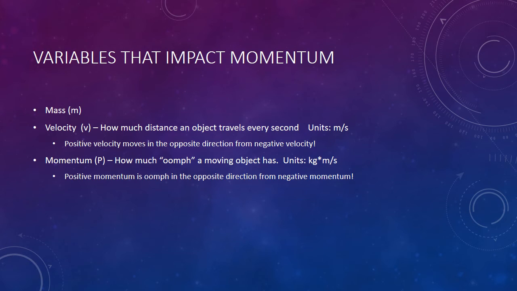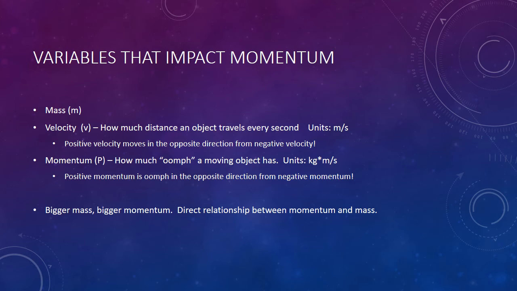Now, strangely, the variable that we use to represent momentum is a capital P, probably because we already used m for mass, so P is momentum. And the units of momentum are the kilogram meter per second. So kilograms and meters in the numerator divided by seconds in the denominator. And just like velocity, the direction of the momentum matters. If you have positive momentum, it means it's moving in a positive direction. It's going to whack you in the positive direction. If you have negative momentum, it just means that the object's moving in the negative direction.